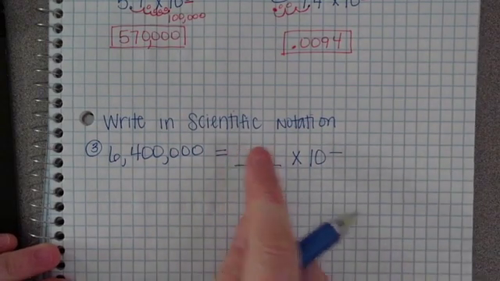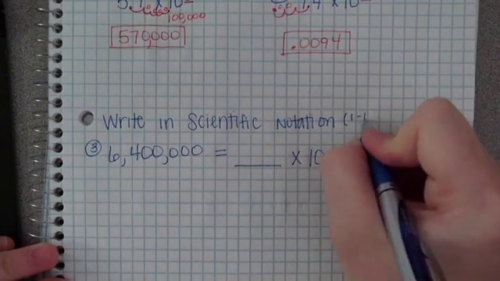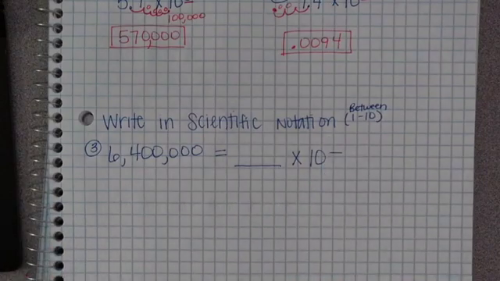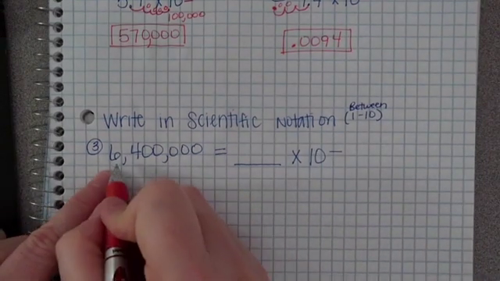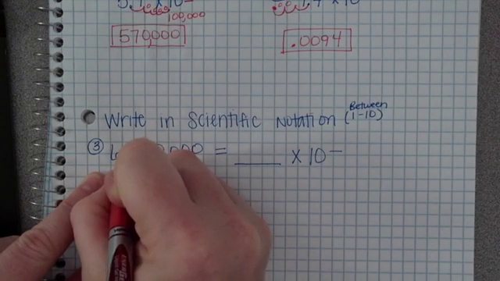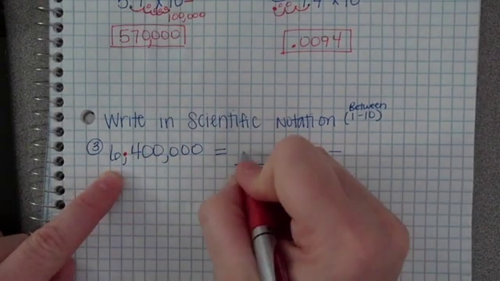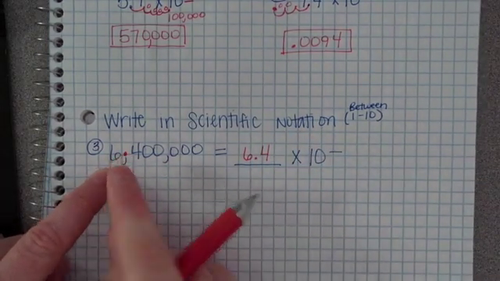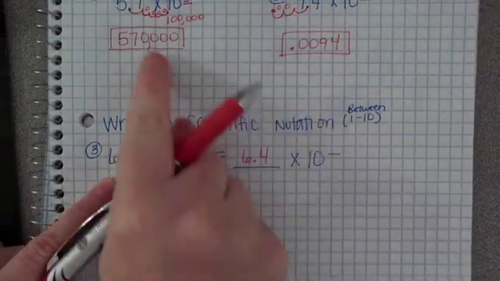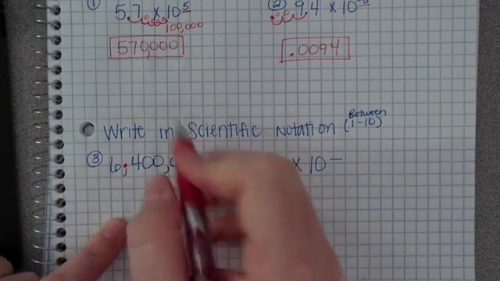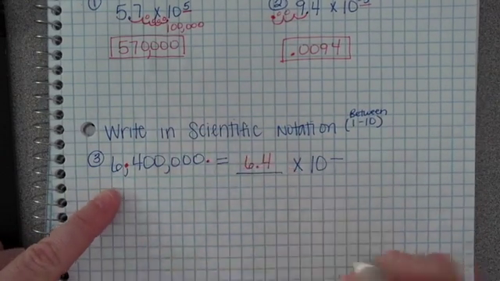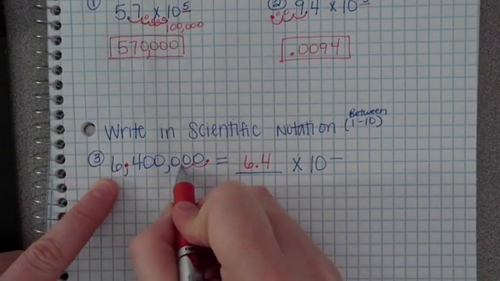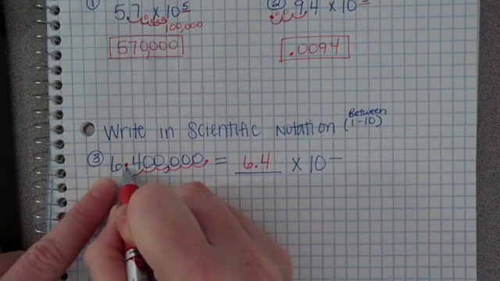So we need to get a number between 1 and 10 with that exponent. So in order to make this number between 1 and 10, we're going to put the decimal between the 6 and the 4, or the 6.4. So we have to put the decimal after the first number. Then what you need to decide is how many times did we have to move that decimal. So if we look right now, the decimal would be at the end. But we need to move it so that it makes a number between 1 and 10. So I'm going to move it 1, 2, 3, 4, 5, 6 times.